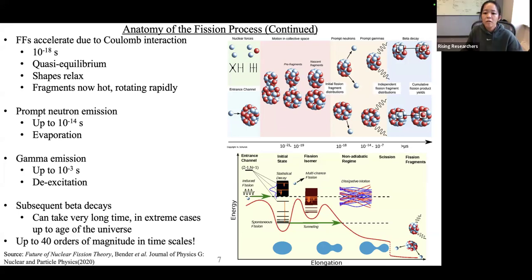Can I ask? Yeah, please, please. So you have these bunch of time scales, from 10 to the minus 22 to 10 to the minus 3. How are these numbers obtained? Like from experiment or from theory calculations?